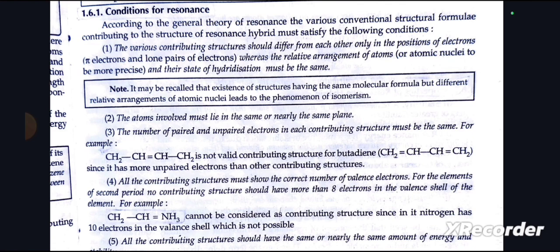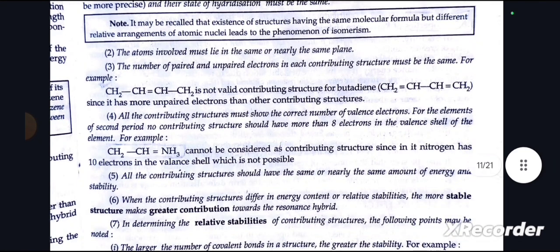Note, it may be recalled that the existence of structures having the same molecular formula but different relative arrangements of atomic nuclei leads to the phenomenon of isomerism. Second, the atoms involved must lie in the same or nearly the same plane. Third, the number of paired and unpaired electrons in each contributing structure must be the same.